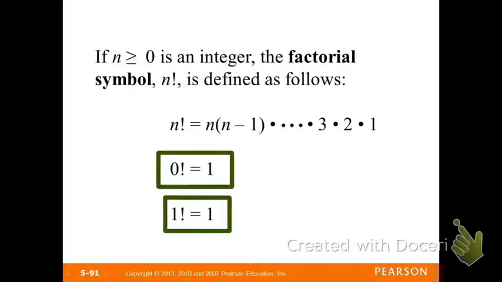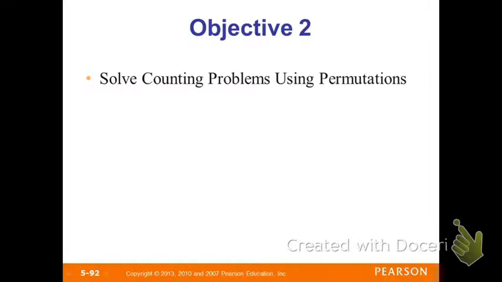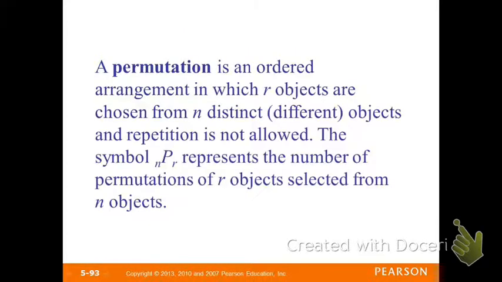All right, so let's have a look at solving counting problems using permutations. And permutations involve factorials, which is why we just had to define what that is. A permutation is an ordered arrangement. The key word here is ordered, right? Order is important. Whenever order is important, permutations are going to be used.